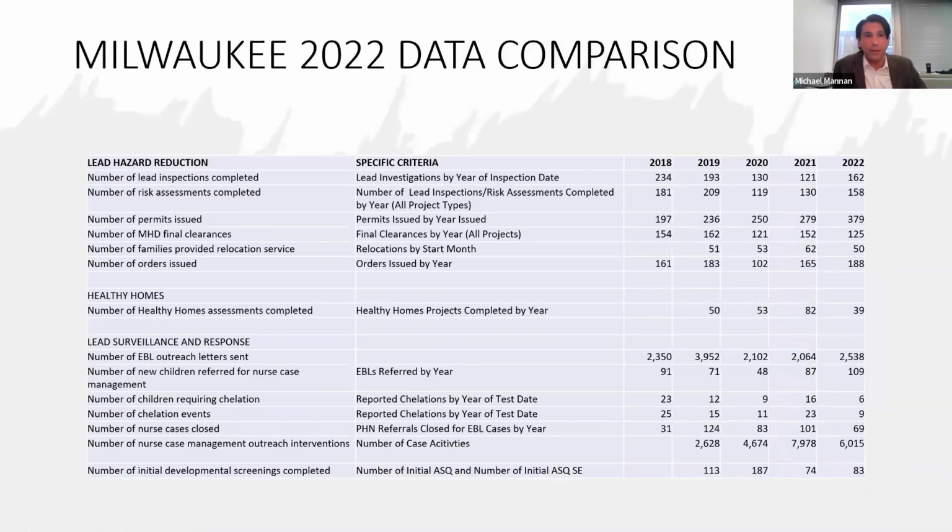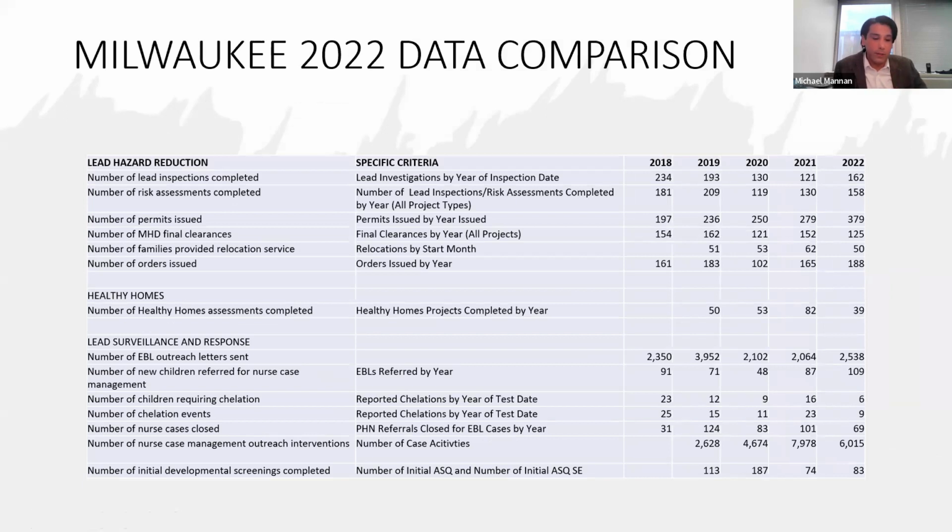And this is the lead hazard reduction data. And again, we see some of the same kind of trends that are there. This is all on the property side. And again, we're rebounding back through the pandemic and starting to reach back to the 2018 pre-COVID levels that we were at.